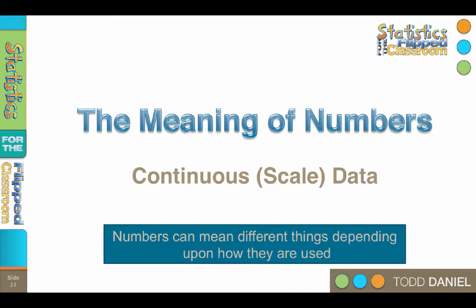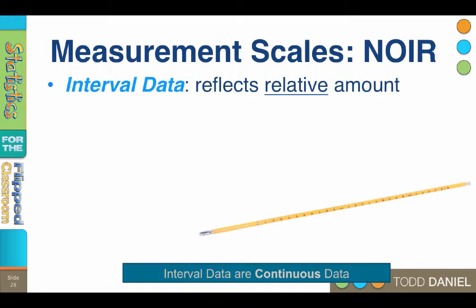Numbers can mean different things depending upon how they are used. Sometimes we like numbers to be big, like your job salary. And sometimes we like numbers to be small, like being number 1 in your class. And sometimes we like numbers to be within a range, not too high or too low, like your blood sugar. So as statistics students, we need to understand how numbers are used so that we have a way of thinking about their meaning. Let's see how numbers are used to represent amounts, what we call continuous or scale data.